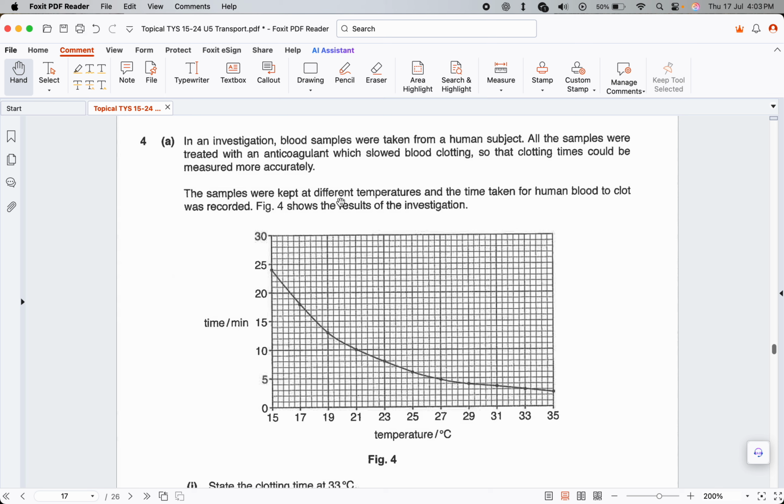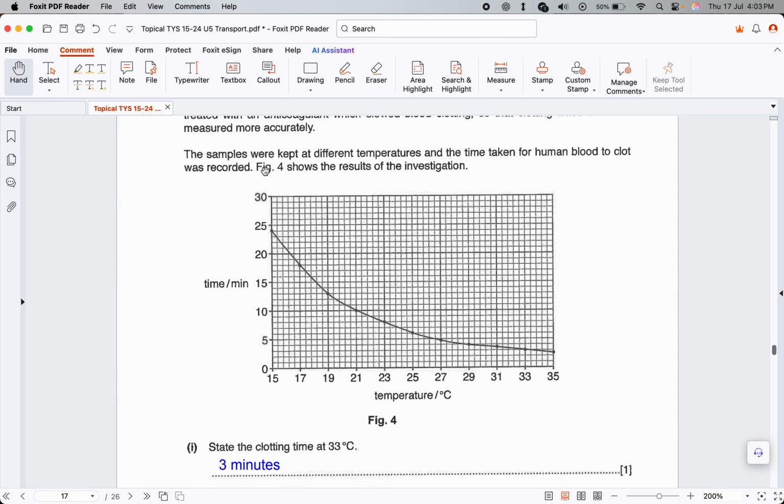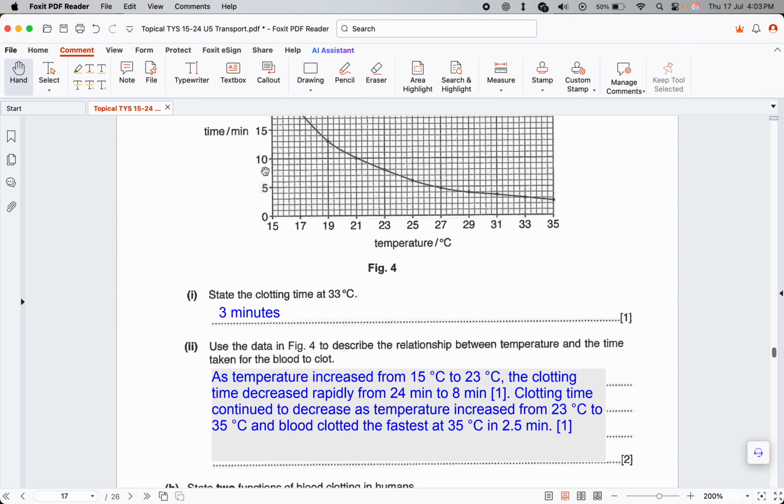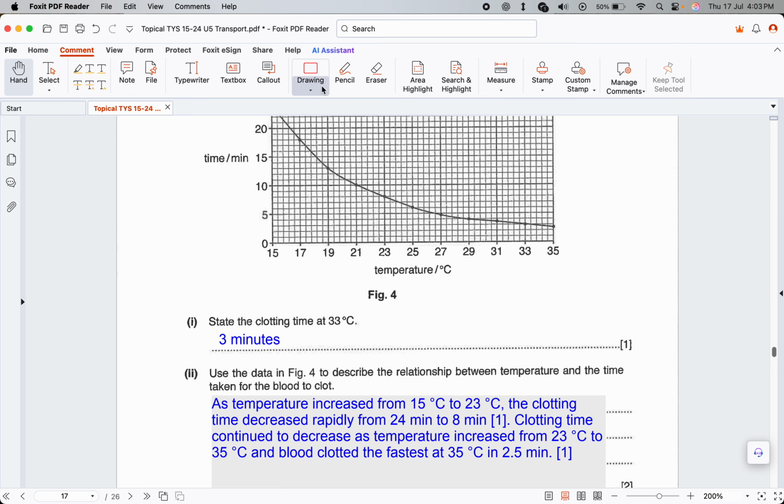Okay, question 4. Here we have a quite simple question. State the clotting time at 33. Unfortunately, some of us still have challenges with reading the graph. So simply use your ruler, right? Draw a line towards the side over here, right? And you can see that it's only 3 squares. Don't parallax error. So that's 3 minutes.